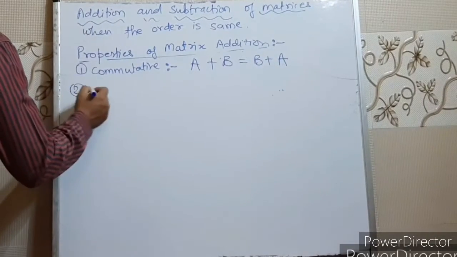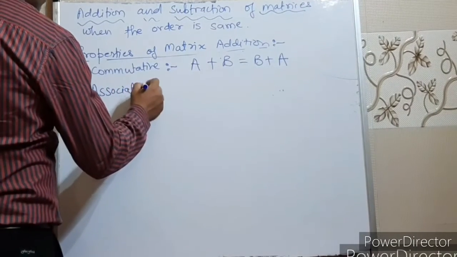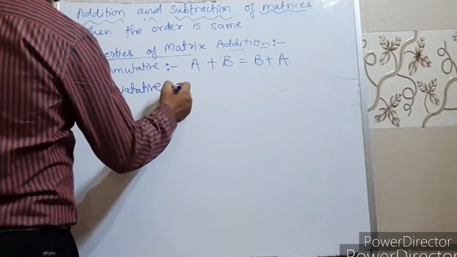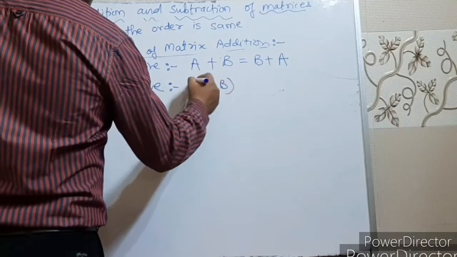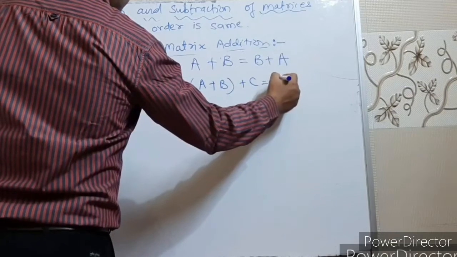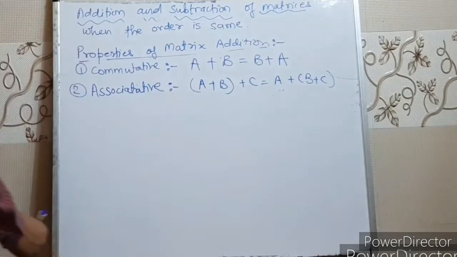Next is the associativity property. That means A plus B plus C is equal to A plus B plus C, however we group them. Okay.